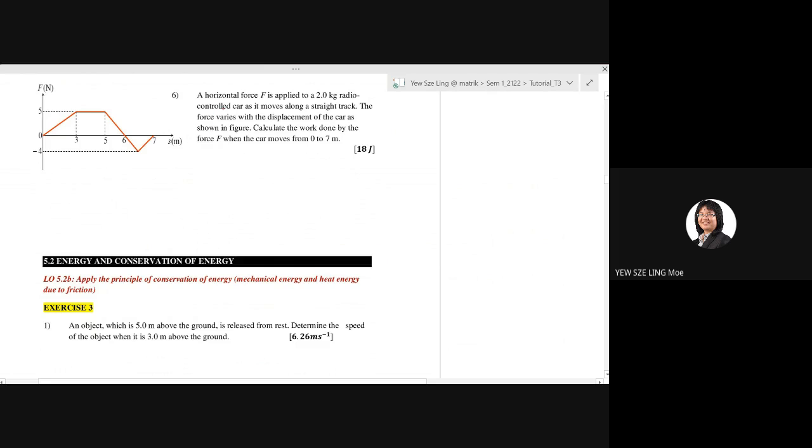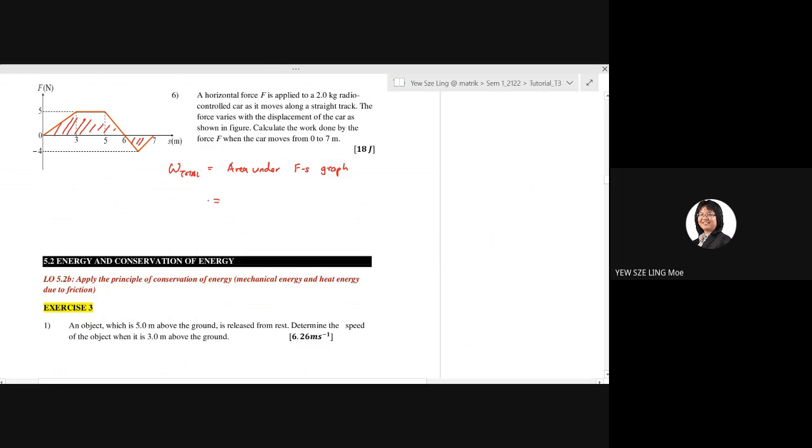Okay, so horizontal force F is applied to a 2 kg radio control car as it moves along a straight track. The force varies with the displacement of the car as shown in the figure. Calculate the work done by the force when the car moved from 0 until 7 meter. So basically it's asking for the whole graph, the area of the whole graph. So total work done, W total equals area under Fs graph. Always begin with this statement.